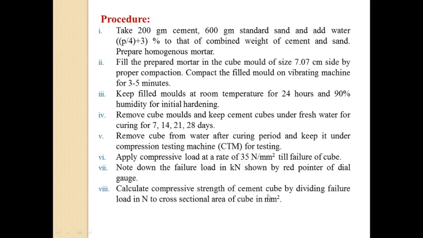Then calculate the compressive strength of the cement cube by dividing the failure load in newton by the cross sectional area of the cube in mm square. So we note down the reading, that is the failure load in kilonewton. We have to convert it into newton, that is multiply by 10 raised to 3 newton. Then divide this load by the cross sectional area of the cube. The cross sectional area of the cube in mm square is 70.7 by 70.7. So dividing the load by this area, we get the compressive strength in Newton per mm square.